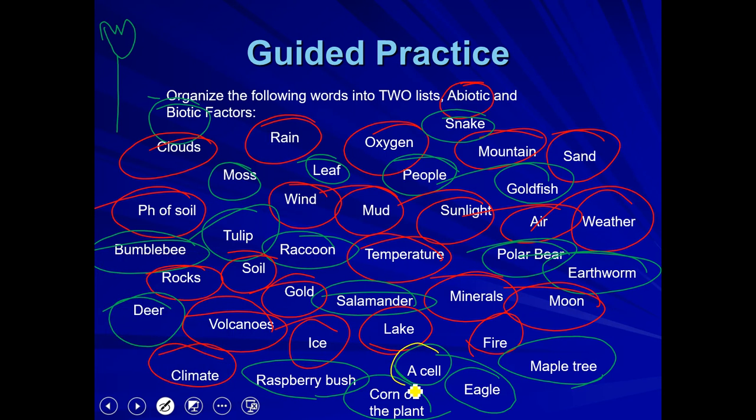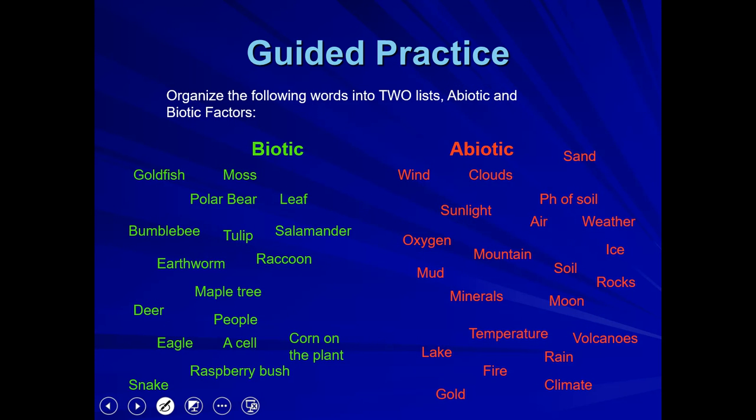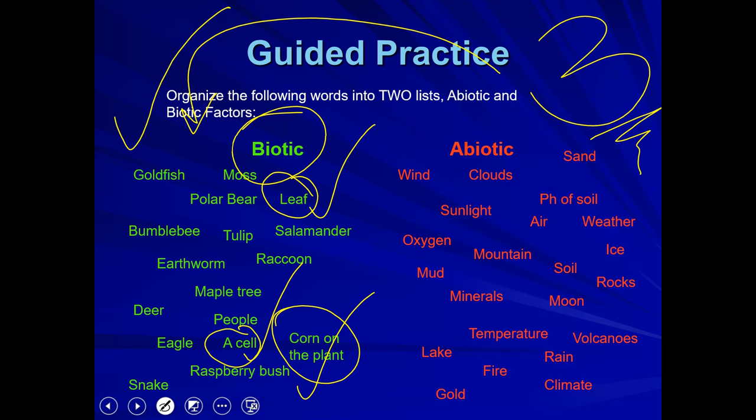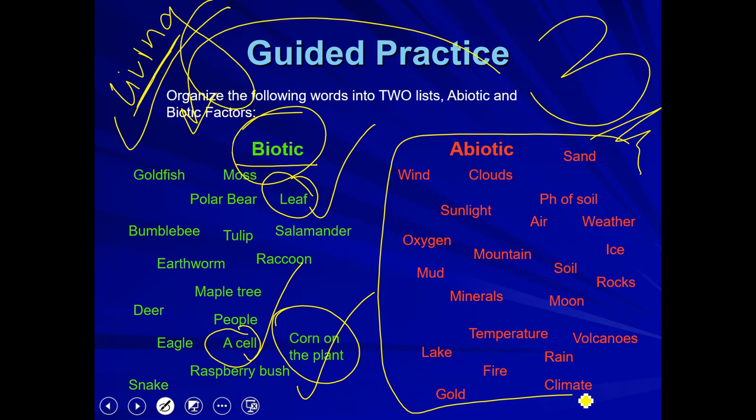Now we're going to check a cell, a leaf, and corn on the plant. We're going to check those three. If we check those three, we'll find that corn on the plant is biotic. We were right about it. Leaf is biotic. We were right about it. And last but not least, a cell. And yes, it was biotic. So even the three that we were not sure of, yes, they were right. They were biotic. They were considered living. Anything considered living is biotic. Anything not considered living is abiotic.